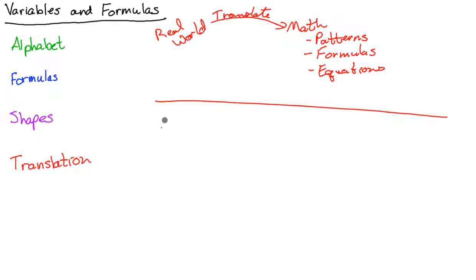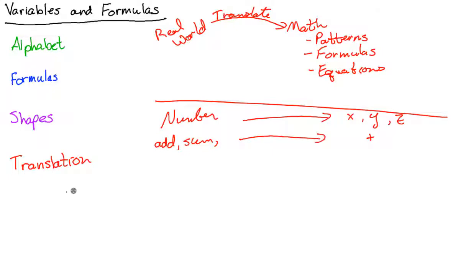A number can translate to x or y or z or p or q, any variable at all. If it says 2 numbers added together, what does added together do? Oh yeah, that's a plus sign. There are other ways to do it: sum, or increased by, other things that go to plus. There's a whole list of them in your book. You can think, if it's getting bigger, then it does that.